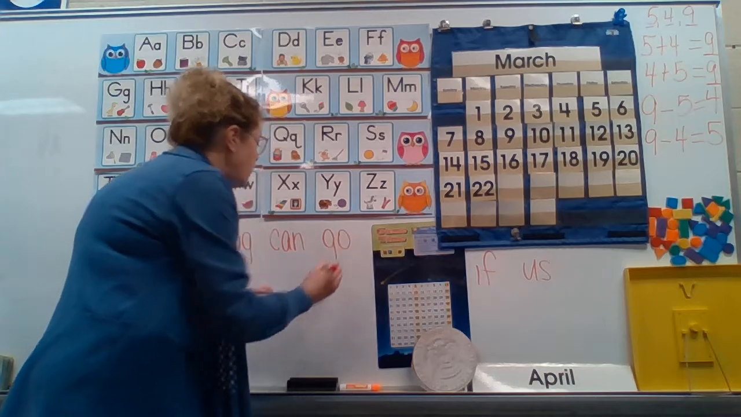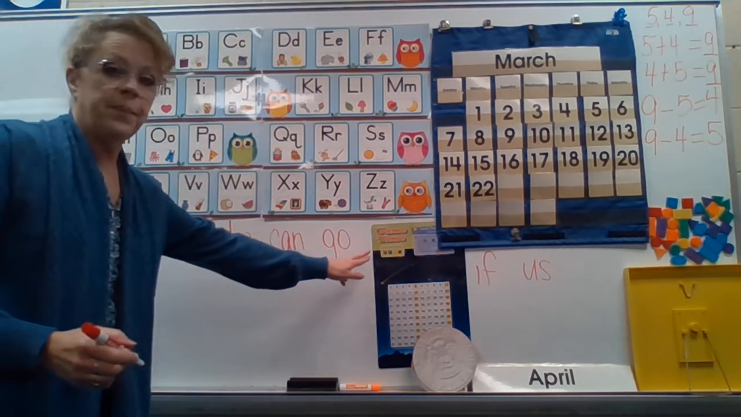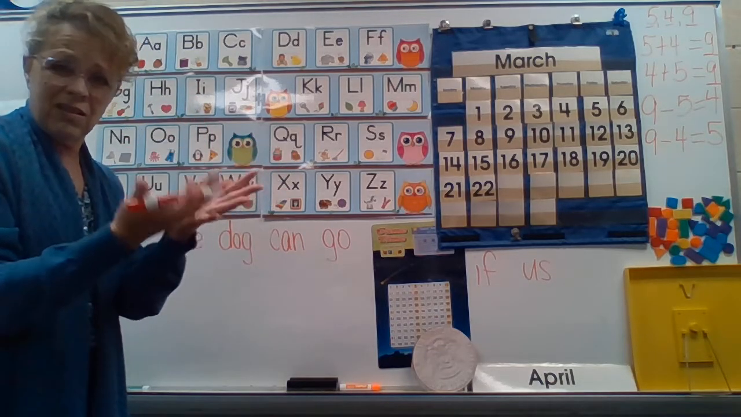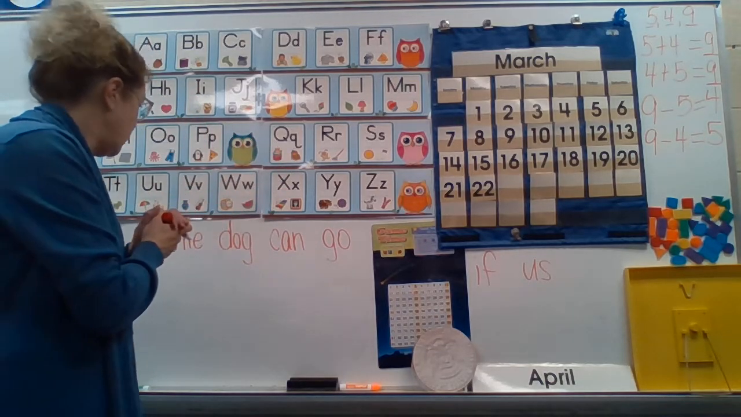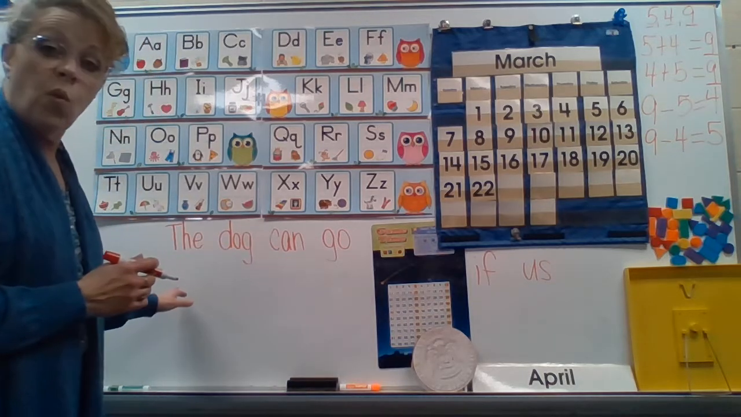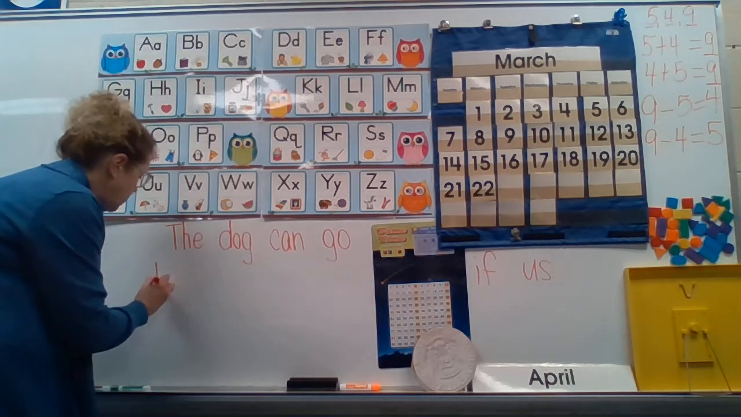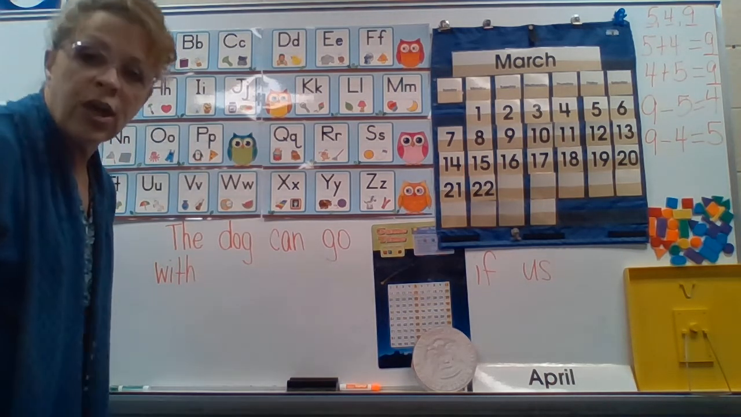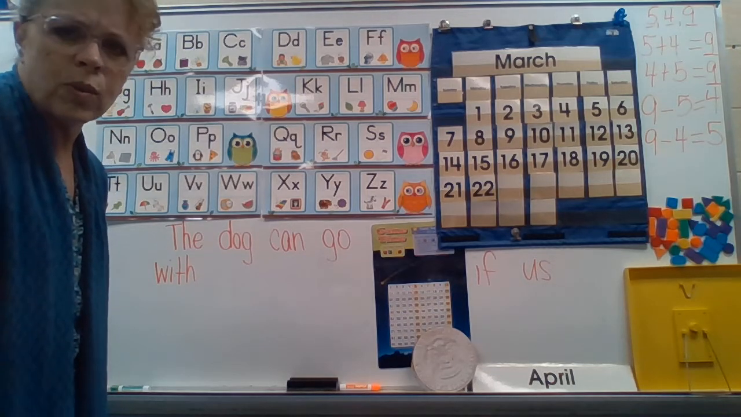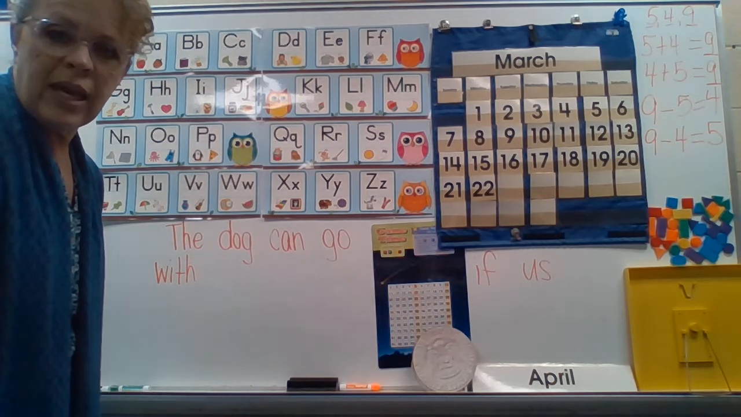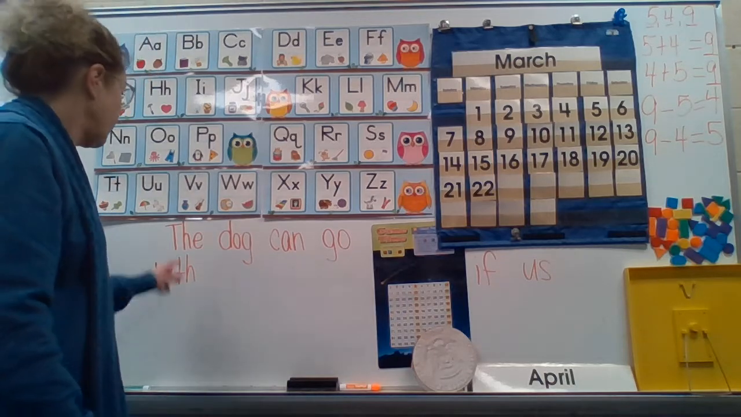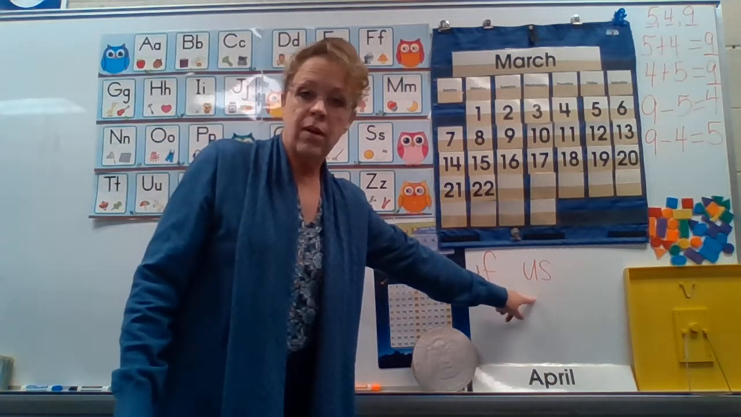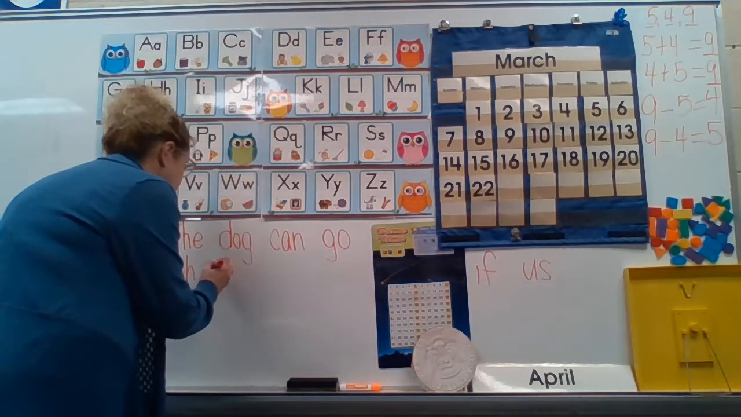I hope you're leaving nice space in between your words so you can read them. If you don't leave space, then it looks like just one whole word that doesn't make sense because it's not spelled right. Right? The dog can go with, that's W-I-T-H. Do you hear that at the end, like Thursday starts with T-H? Well, this ends with T-H, with. The dog can go with, then I'm going to use my other new sight word, us, U-S.